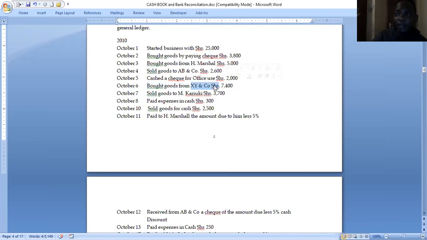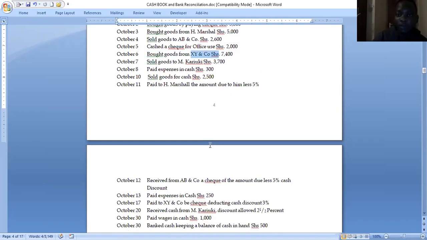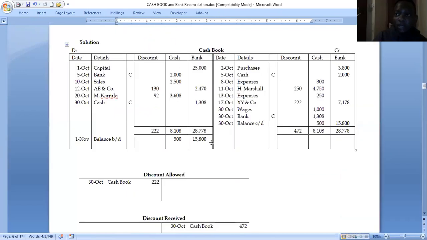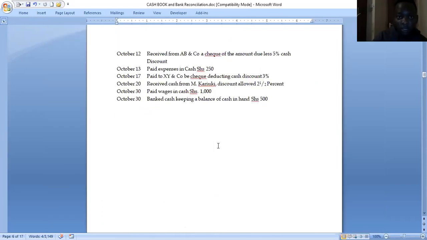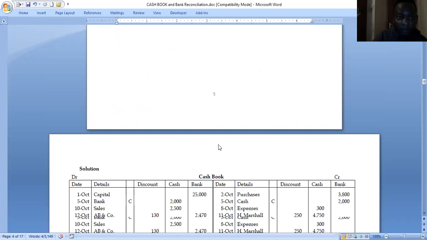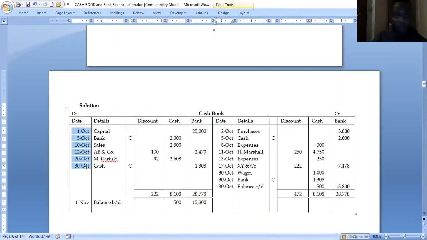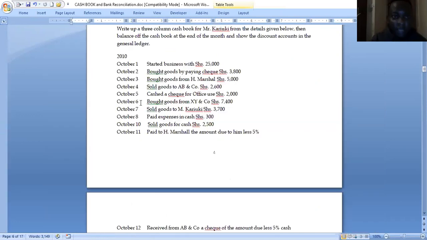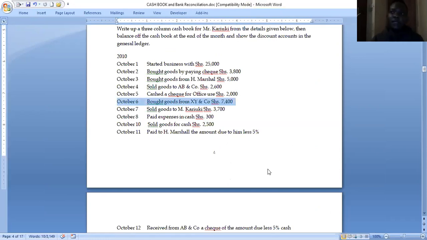As such, no entry will be made in the cash book. Even if I look at the cash book, that transaction has not been posted. So the transaction on 6th is not here. Cannot see any. Is it here? No. There is no transaction on 6th. Because we only have, in this case, purchases and XY and Company, so no cash or bank, as such, no entry in our cash book.